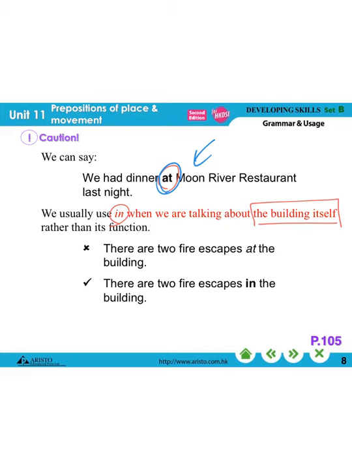Because we had dinner. The function of this place is that it is a place for us to have dinner. It serves meals. And when we want to talk about the building itself, we have to say in the building instead of at the building. If you are not talking about the function, if you are just describing something that you can find in that building, we have to use in. Just like there are 2 fire escapes in the building, but not at the building.